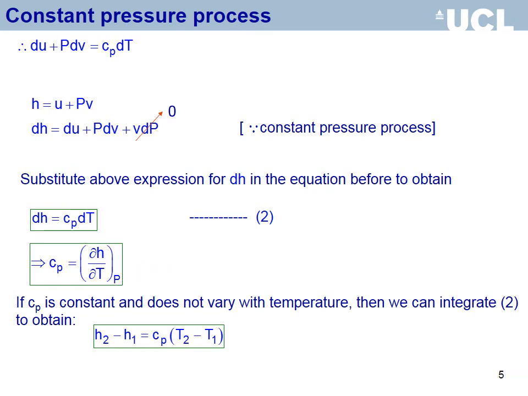And like before, if Cp is constant and doesn't vary with temperature, then we can integrate this equation in this case to get H2 minus H1 between the two different states 1 to 2 equals Cp times T2 minus T1. This is not always true because Cp is not always constant, but if the change in temperature is not much, then this holds fine.